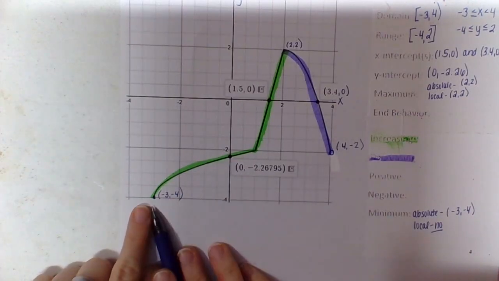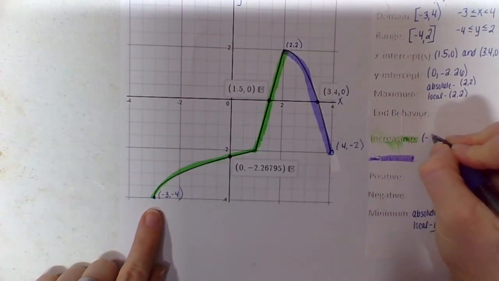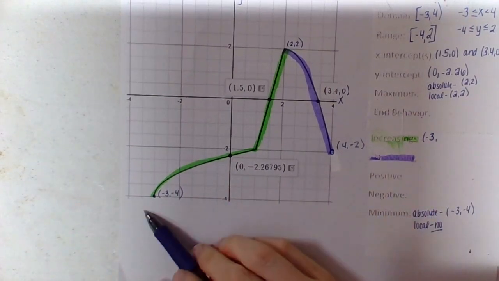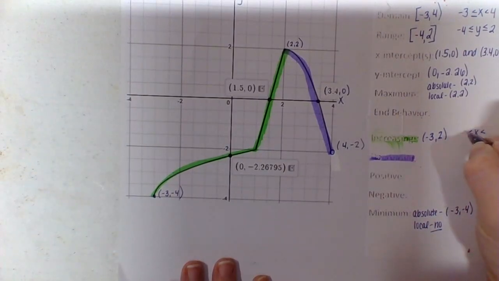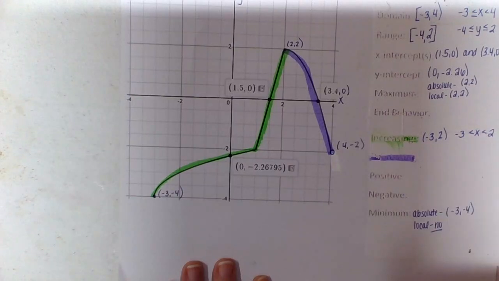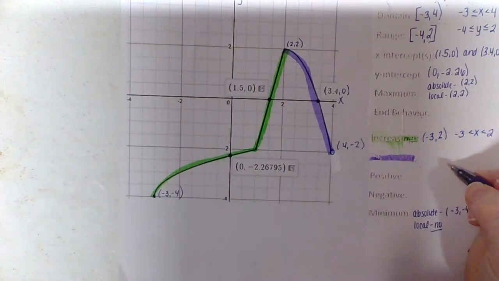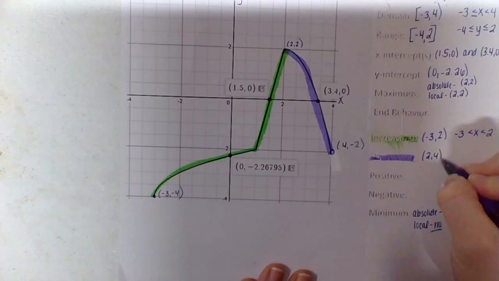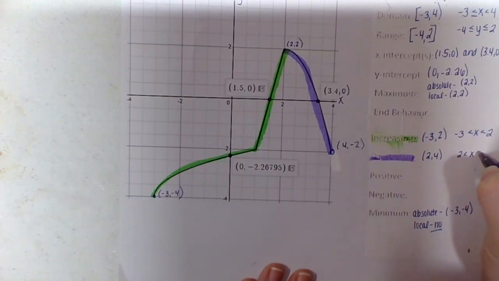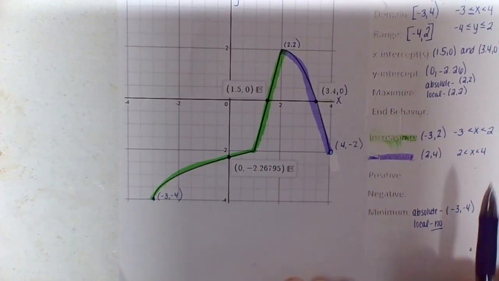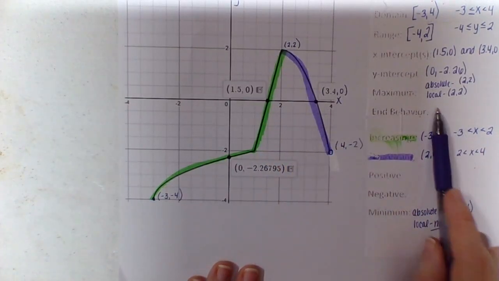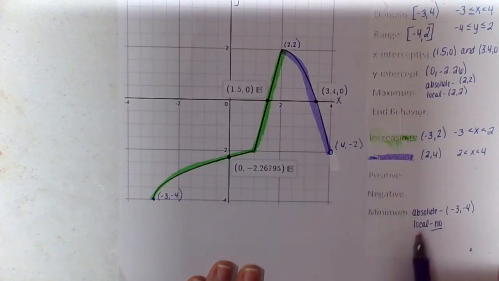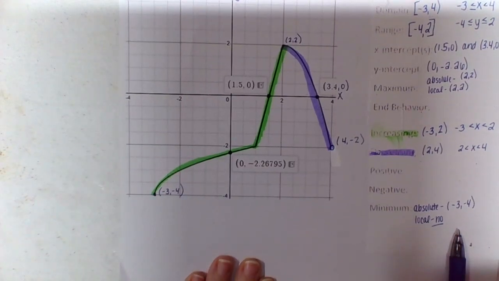So increasing starts at -3, and it stops being increasing at 2. So I'm going to write that -3, 2 as any x's between -3 and 2. My decreasing is from 2 to 4, or any x's between 2 and 4. So I had one spot I went from increasing to decreasing. That gave me a maximum. I have nowhere that I went from decreasing to increasing, so I have no minimum this time.